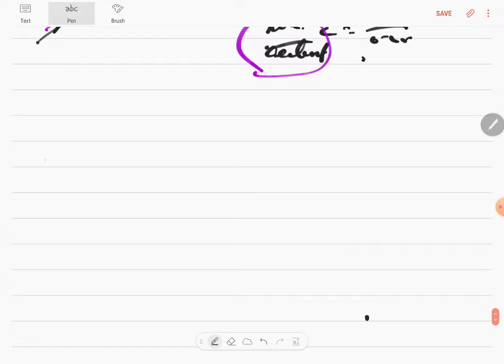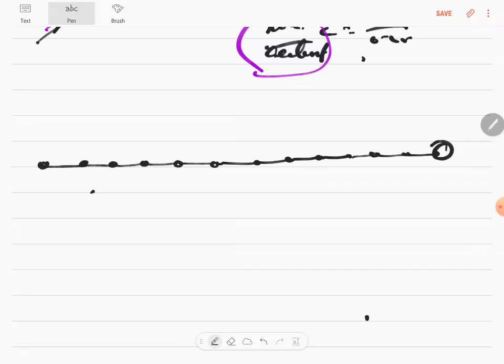The drunkard walks, and every step he takes is 1 meter. He walks 5 steps forward and 3 steps backward. So I will draw this: 1, 2, 3, 4, 5, 6, 7, 8, 9, 10, 11, 12, 13. At the 13th step there's a pit. So these are the steps he is going to take.